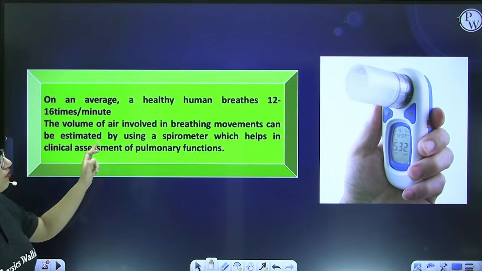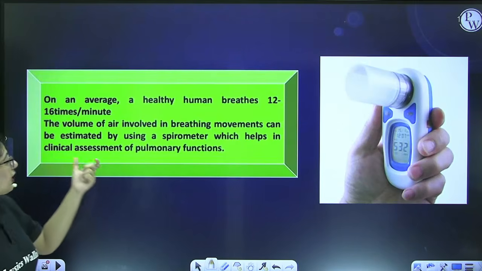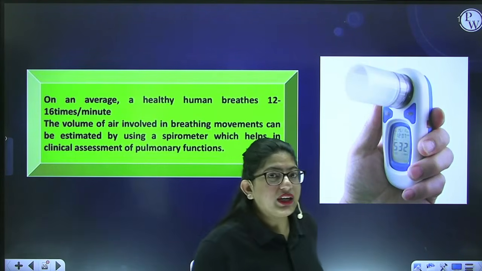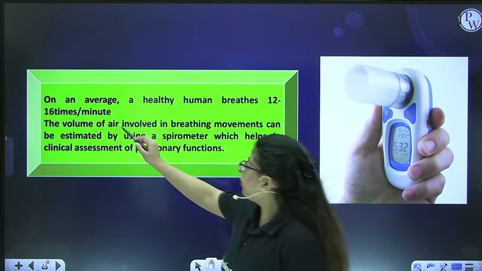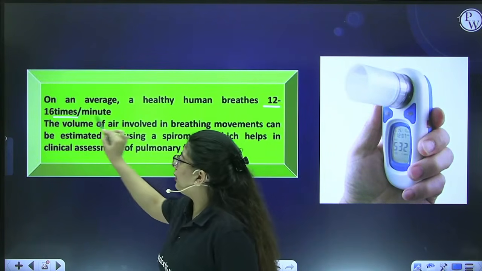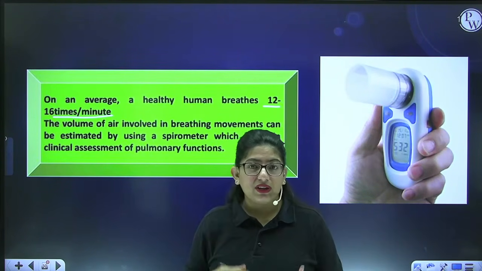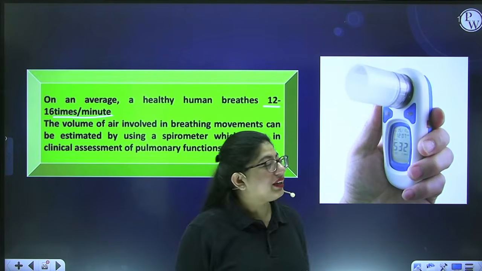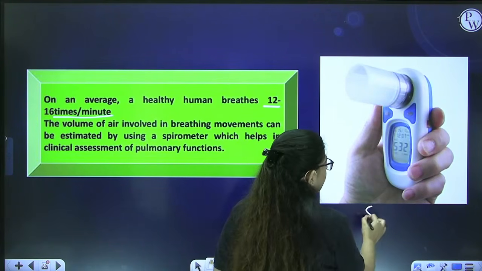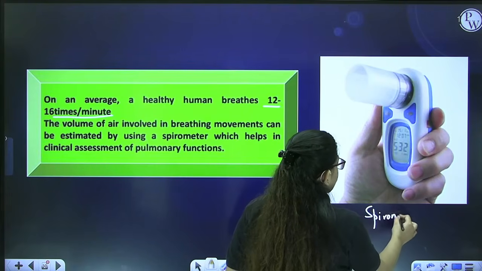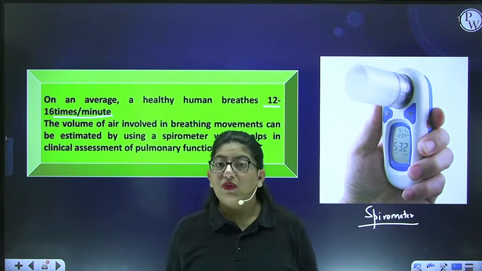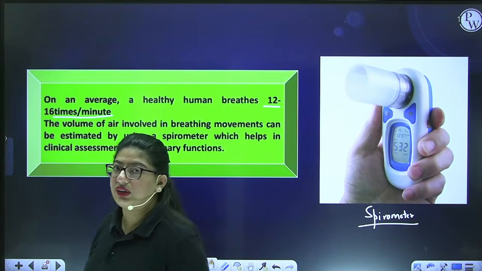The volume of air involved in breathing movements can be estimated by using a spirometer, which helps in clinical assessment of pulmonary function. So we say that how many times do we breathe in a minute? 12 to 16 times, right? And can we measure the breath, the volumes? Definitely we can, and we can do it with the help of this machine. You call it a spirometer, and spirometer was very much important during the time of COVID. Yes, it was really important.